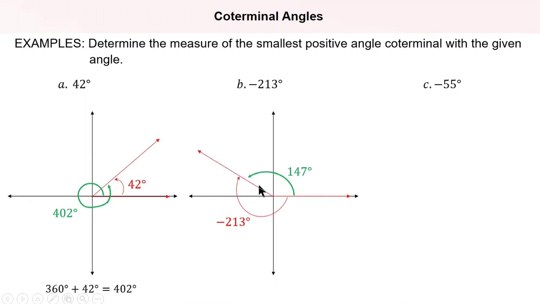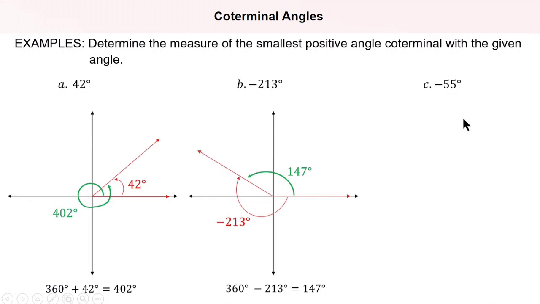Since this is the terminal side, hanggang dito lang tayo kasi smallest positive angle ang hinahanap natin. Remember, one complete revolution is 360. Since the given angle is 213 degrees, we need 147 degrees to complete the 360.